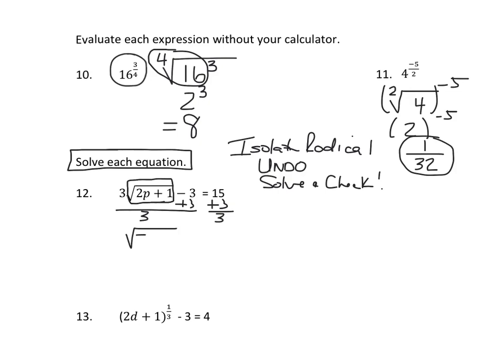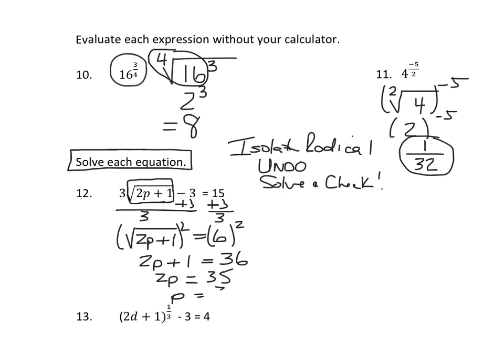So I have square root of 2p plus 1. I've got 18 divided by 3, which is 6. I'm going to square both sides. So I'd have 2p plus 1 equals 36. I'm going to subtract 1 and divide by 2. And I get 35 over 2.